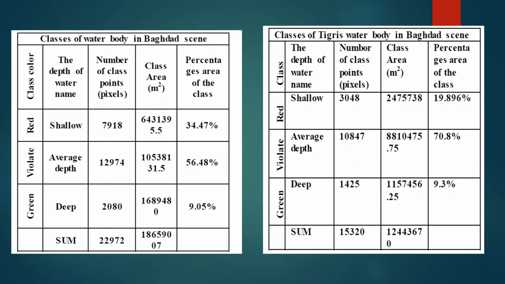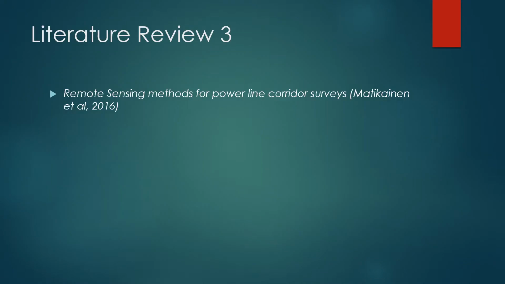This is a summary of the results of this project, where first the 3 water classes are shown with the areas and number of pixels for each class, and the second table shows the areas and number of pixels of the shallow, average, and deep water after applying the band ratio method. The next literature review will be on a 2016 article, which is titled Remote Sensing Methods for Power Line Corridor Surveys.